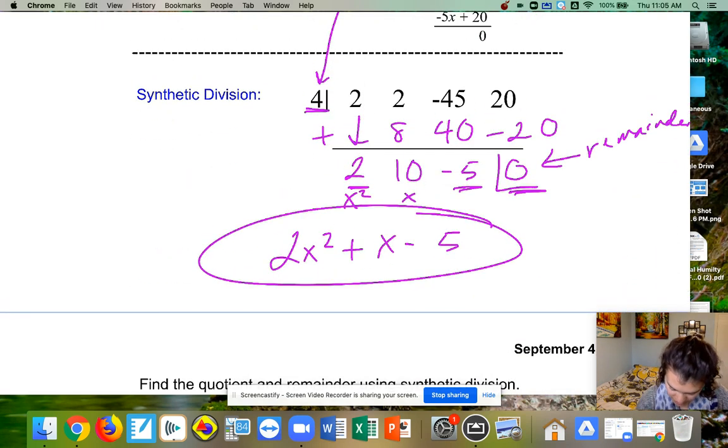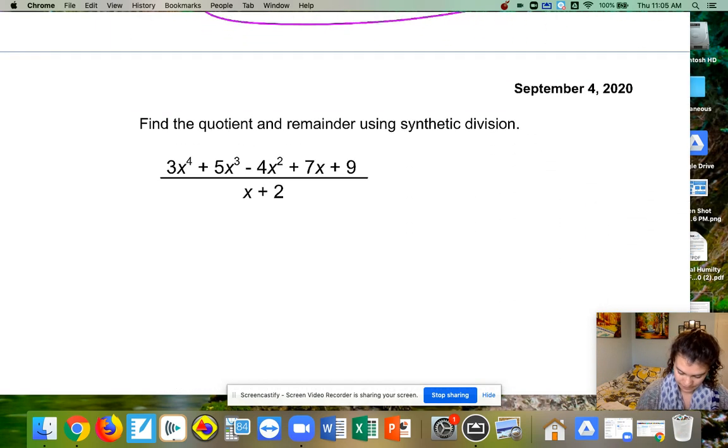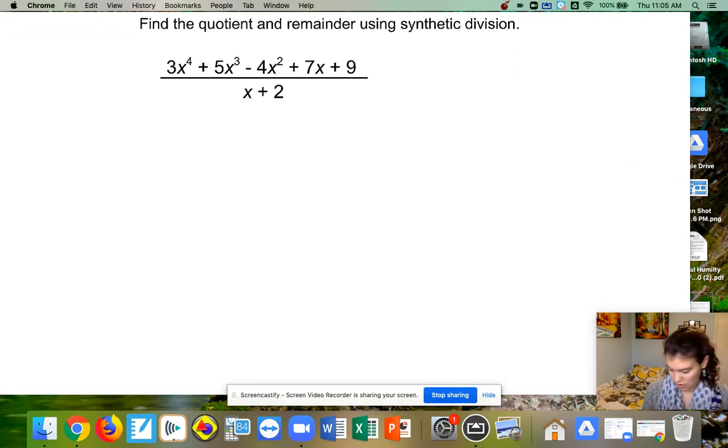Oh, this should be 10. Bring your coefficients down with it. Okay, so try this one on your own, and then I'll talk through it.